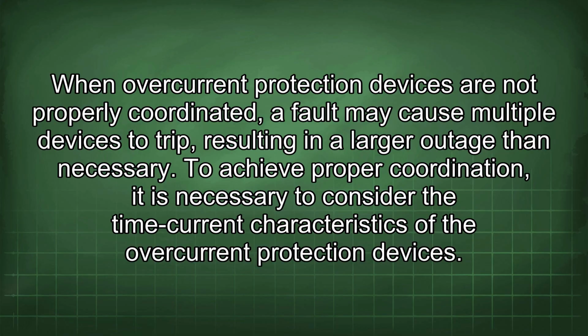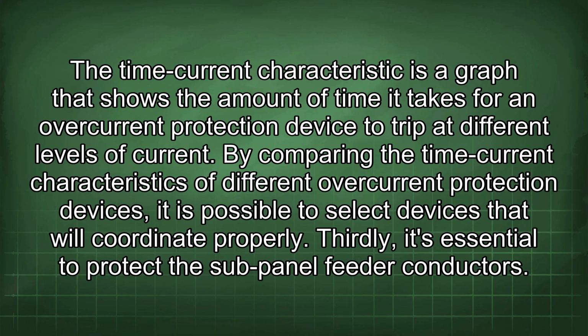outage than necessary. To achieve proper coordination, it is necessary to consider the time current characteristics of the overcurrent protection devices. The time current characteristic is a graph that shows the amount of time it takes for an overcurrent protection device to trip at different levels of current. By comparing the time current characteristics of different overcurrent protection devices, it is possible to select devices that will coordinate properly. Thirdly, it's essential to protect the sub-panel feeder conductors.